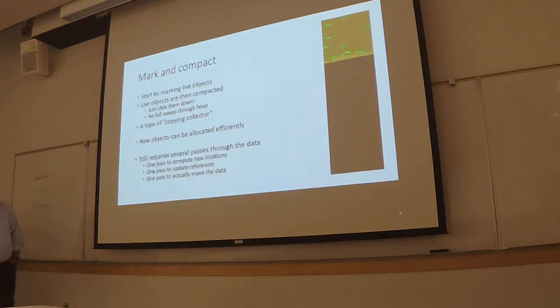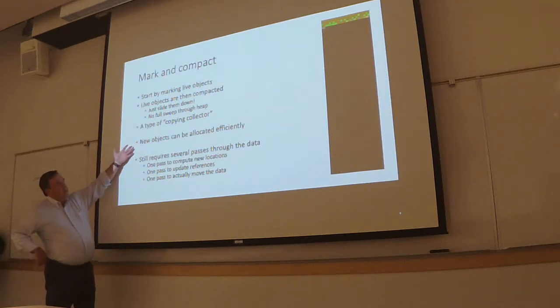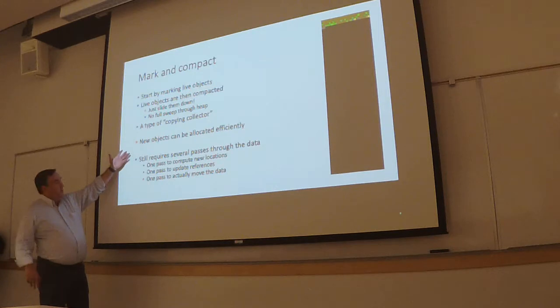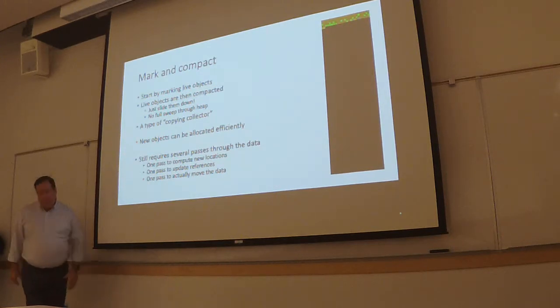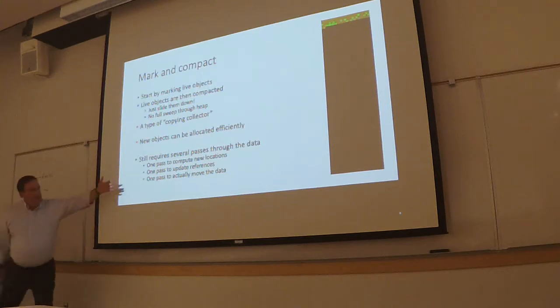All right, so again, we kind of talked about this. Sorry, I got ahead of myself on the slides. Start by marking live objects. They're all compacted, just slide them down. The big thing is new objects can be allocated efficiently, and that's where you're getting the defragmentation. And again, you're having multiple passes through it. These last two can actually be combined sometimes.